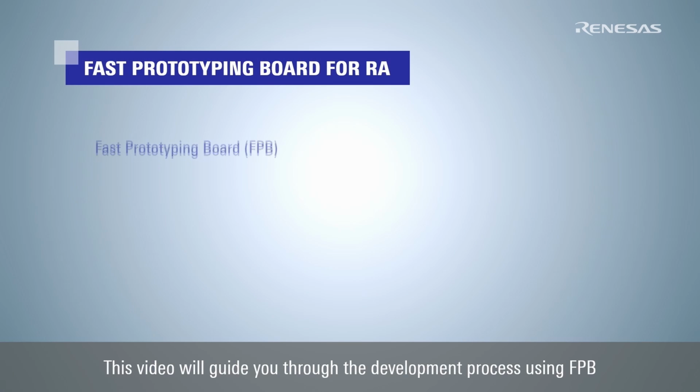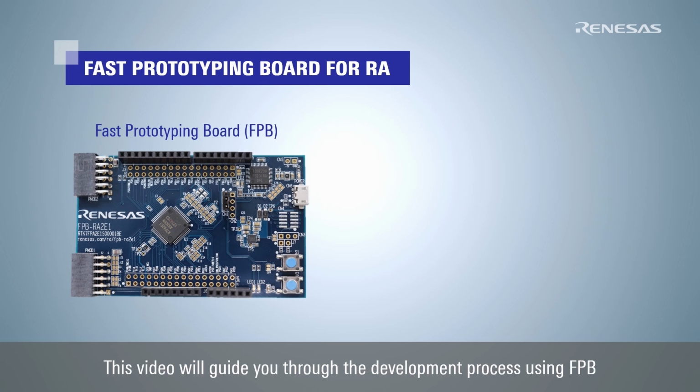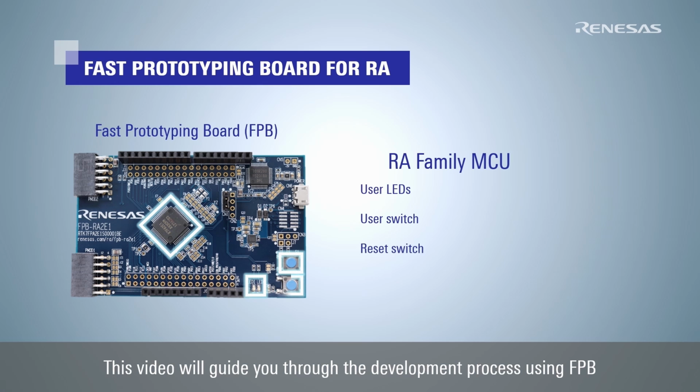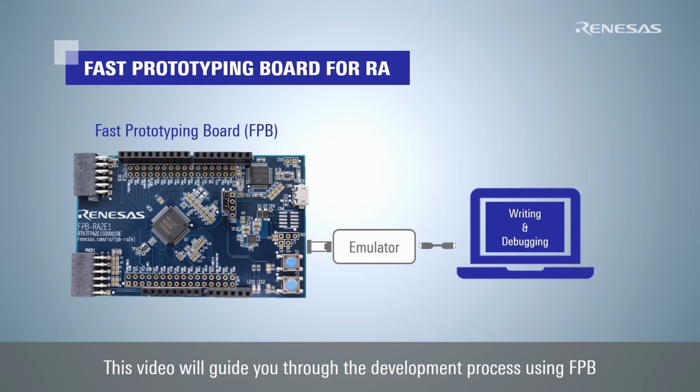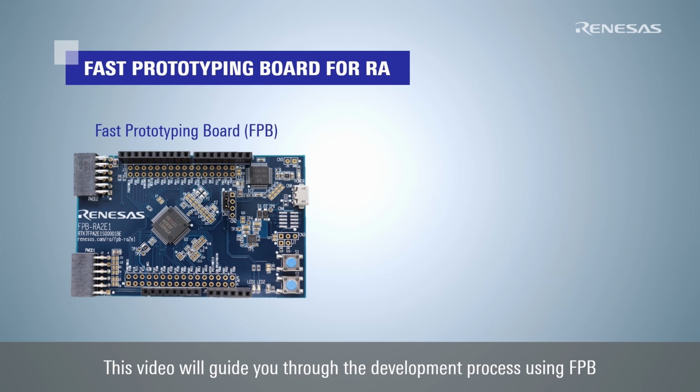The Fast Prototyping Board for RA Family is an evaluation board equipped with an RA Family MCU, designed specifically for prototype development for a variety of applications. It has a built-in emulator circuit, so you can write and debug programs without additional tools. This board enables easy and low-cost prototype development and shortens the development time for customers.